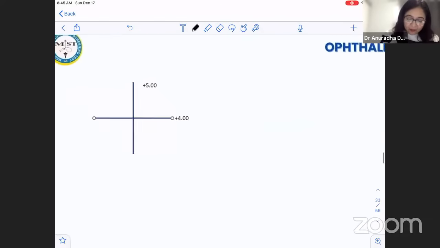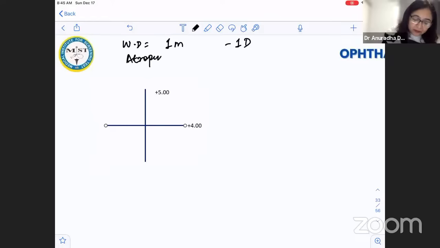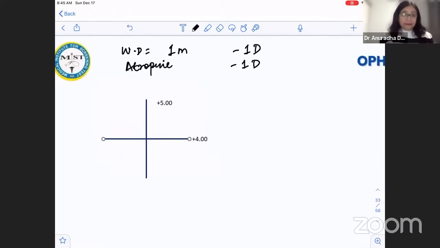So how do we do that? In this case, this is the retinoscopy finding. The working distance is 1 meter. So you will make a correction of -1 diopter for working distance. Atropine was used as the cycloplegia, so you will again make a 1 diopter correction for the atropine. In the vertical meridian, +5 came on retinoscopy, so you have to subtract -1, -1 from here. In the horizontal meridian, +4 came, so you have to subtract -1, -1 here.